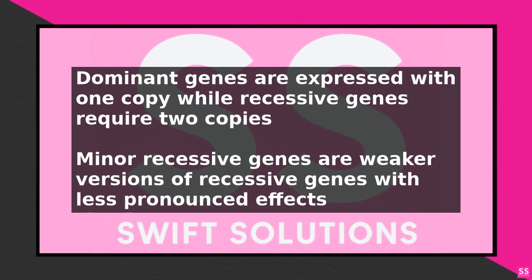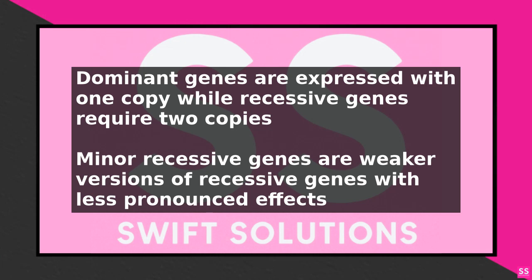Dominant genes will always be expressed if an Axie has 1 copy of the gene, while recessive genes require 2 copies to be expressed. Minor recessive genes are weaker versions of recessive genes and can be expressed with only 1 copy, but the effect is less pronounced.